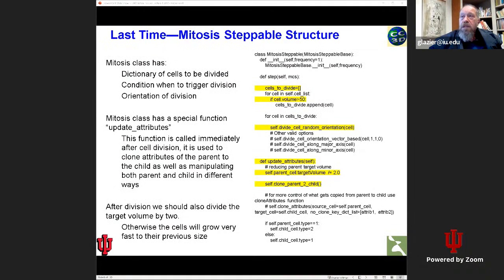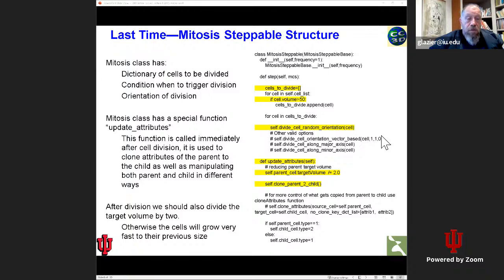Coming through the Mitosis Steppable, you'll see we typically will create an empty list of cells to divide. We go through all of the cells or some subset of cells in our simulation. We have a condition here, cell.volume greater than 50. We put that cell onto the cell to divide list. Then we go through the list and do the division. And the key question is, why don't you just do if cell volume greater than 50, self.divide_cell, etc.?